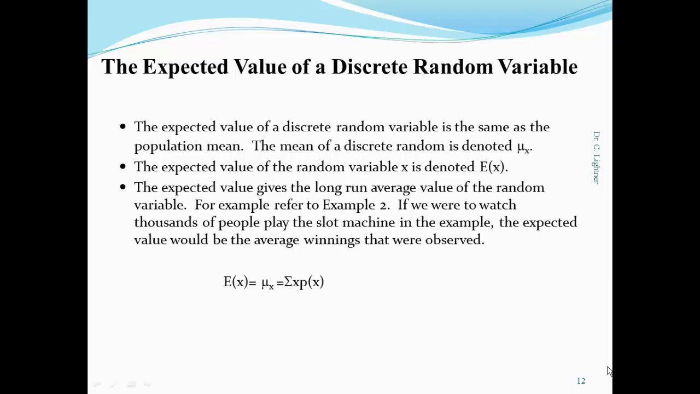For example, in example 2, we were given all of the values that could occur in the population and the associated probabilities of these values occurring. If we were to sit back and watch thousands of people play the slot machine in this example and recorded their exact winnings, the expected value would be the average winnings that were observed by thousands of people playing this machine.